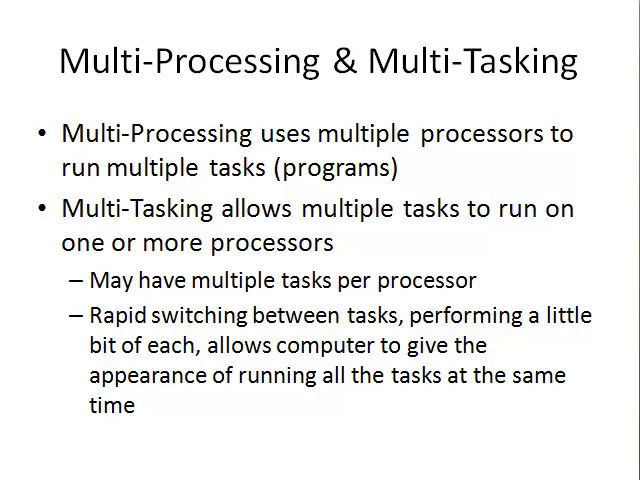Multitasking, and similarly we can encounter the term multi-threading, allows us to run multiple tasks on one or more processors, so where we have multiple tasks, multiple processes on one processor. And this is where we need to do this sort of rapid switching between tasks so that a processor can perform a little bit of each task, giving us the impression that all tasks are running at the same time.